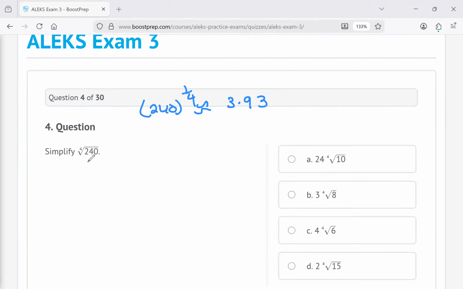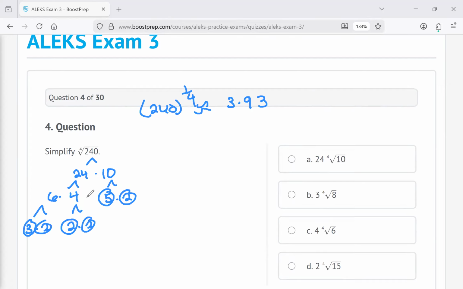So how do you simplify this? Make a factor tree. So what two numbers multiply to 240? It could be any number you like. It could be 24 and 10. And then circle your prime numbers. So what is a prime number? It's a number that can only be multiplied by 1 and itself. So 10 is not prime. It could be broken down as 5 and 2. 2 is prime, 5 is prime. 24 is not prime. It could be broken down as 6 and 4. 4 could be broken down as 2 and 2. 6 could be broken down as 3 and 2.